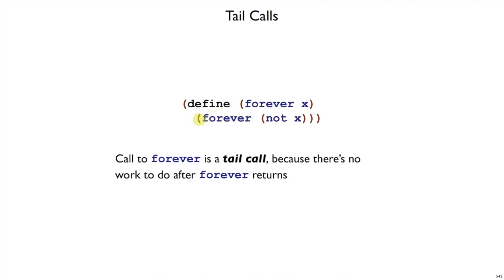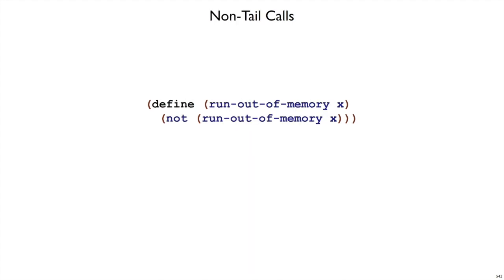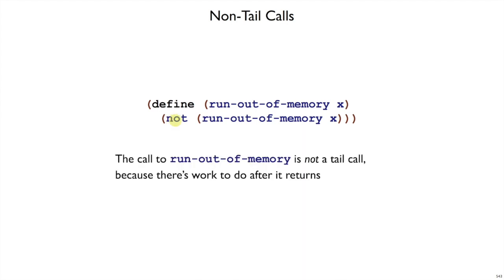It's because this forever call is the last thing inside the body of forever, the last thing that we have to do. In contrast, here is a function that will run out of memory eventually. It runs out of memory because the self call here is not the last thing in the function. When we eventually get a value back here, we will have to not that value. So conceptually, the nots all pile up. But another way to say it is that this call is not in tail position, and so this is not what we would call a tail loop.